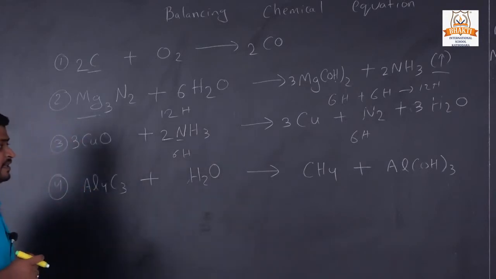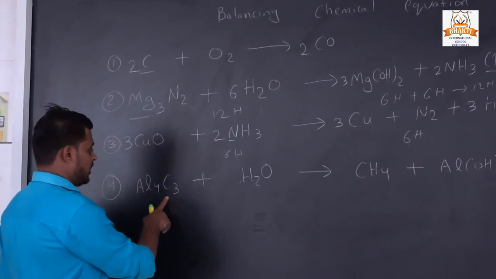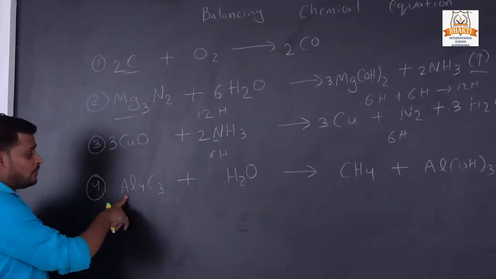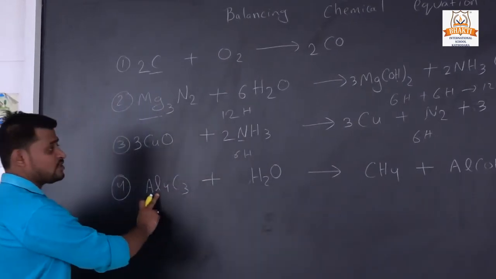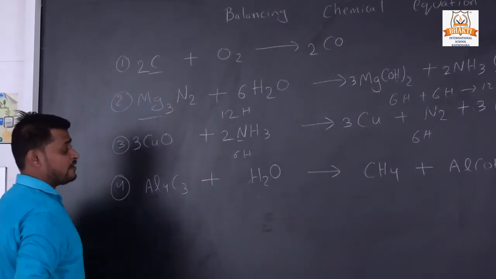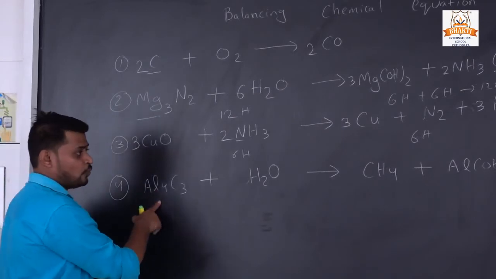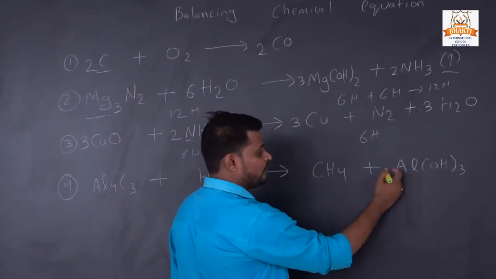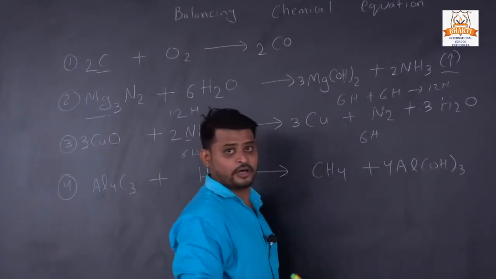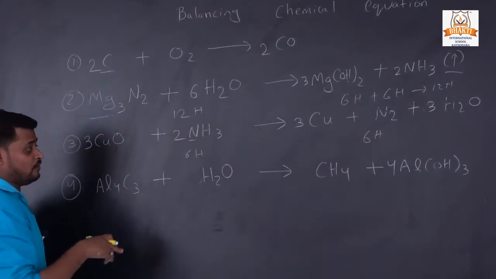This is our last example, aluminium and carbon. Here aluminium is our metal and carbon is non-metal. First we will balance the metal. Now aluminium, the molecules of aluminium is here 4 and here 1. So we have to multiply aluminium with 4 in the product. Now aluminium is balanced. Now we have to check our non-metal.